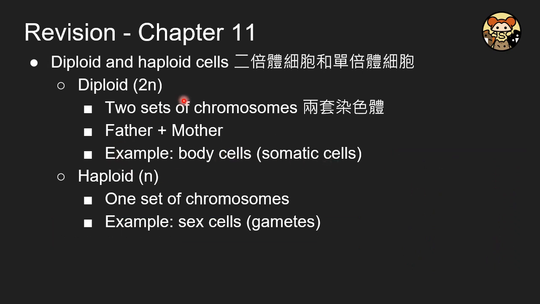During cell division, there are two terms which we should also bear in mind: diploid and haploid. Diploid contains two sets of chromosomes from father and mother, and the best example is our body cell, also known as the somatic cell. That is our normal cell. Haploid contains only one set of chromosomes, and the example is the sex cell, also known as the gamete: sperm in the human male, or ovum in the human female.